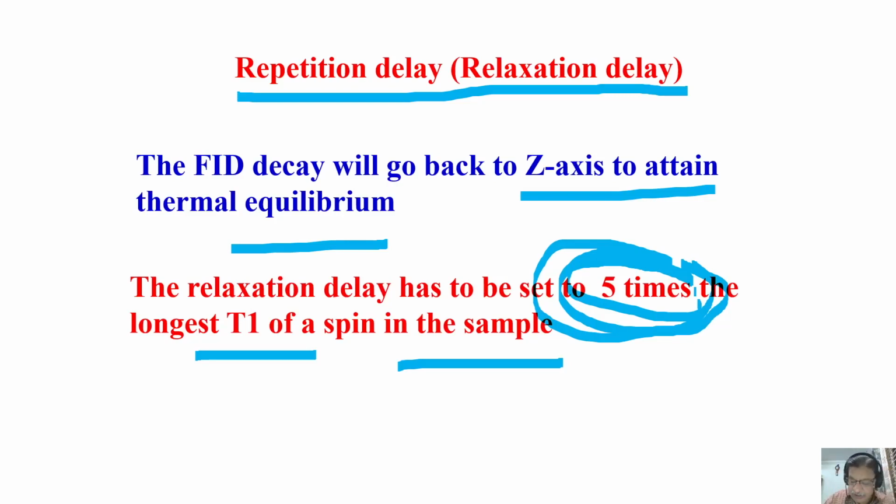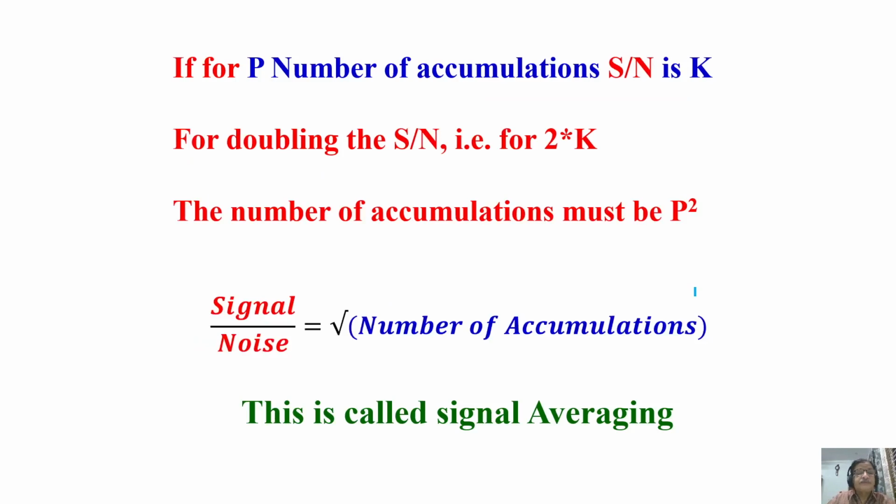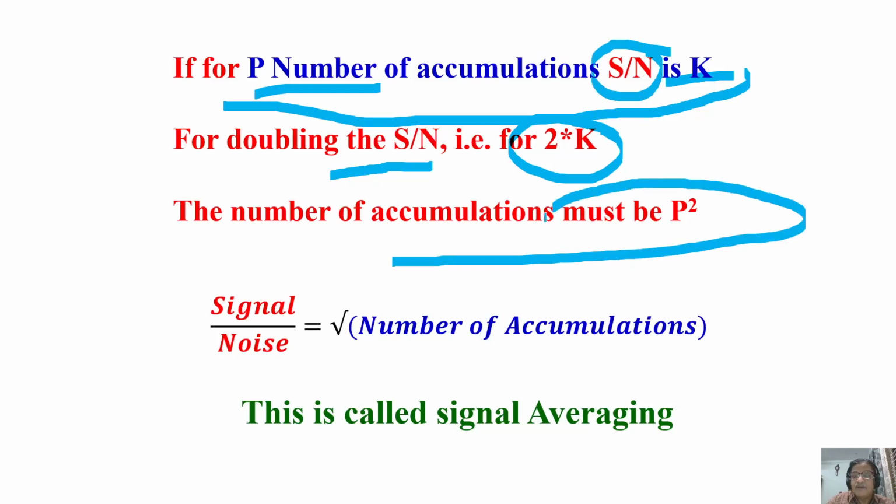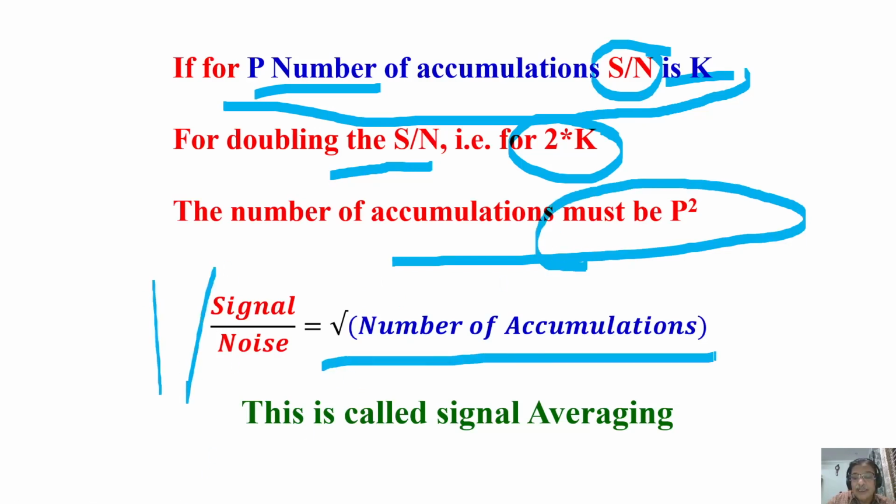If you want to do signal averaging, you must wait for at least 5 times the T1. Now, if the number of accumulations is, let us say, P, then the signal to noise ratio we calculate is K. For doubling of that, what you have to do? I take 2 times the signal to noise ratio I want to get. The number of accumulations must be P squared. Remember, signal to noise ratio will go with the square root of the number of accumulations.